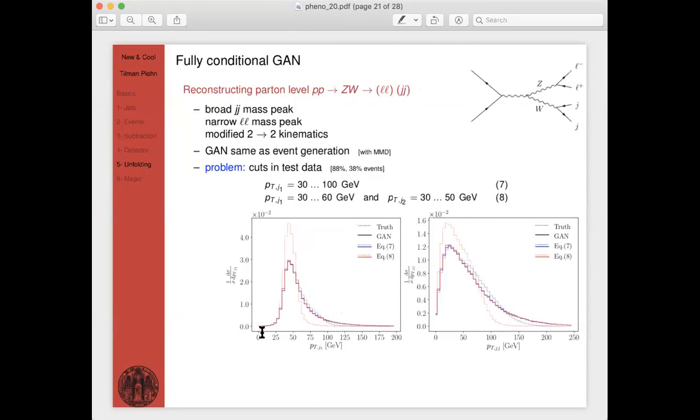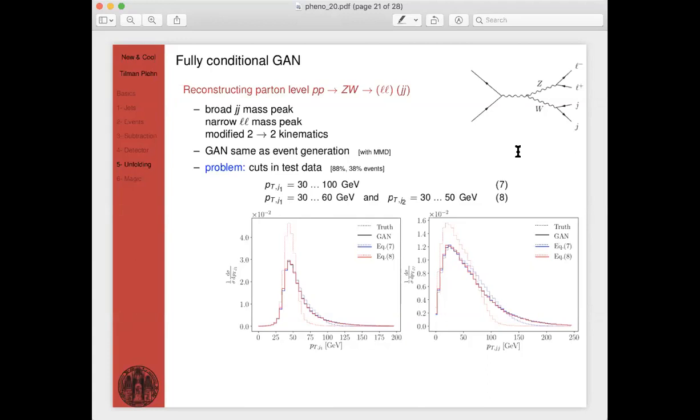The process we chose was ZW production, with a broad jet mass peak and a narrow lepton mass peak. We have modified 2→2 kinematics, so it's very realistic, and we use the same GAN that we always use. I should say there's a nice paper by Datta and friends who actually suggested this. This wasn't our idea. And there's a problem when you do that, and that is if the test data and the training data are not perfectly the same.